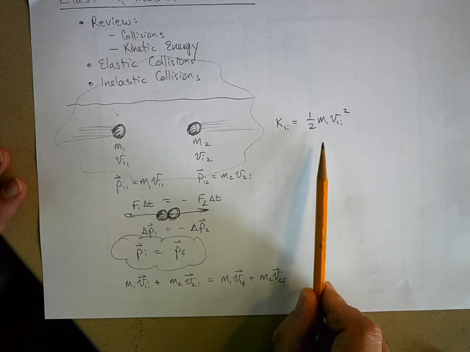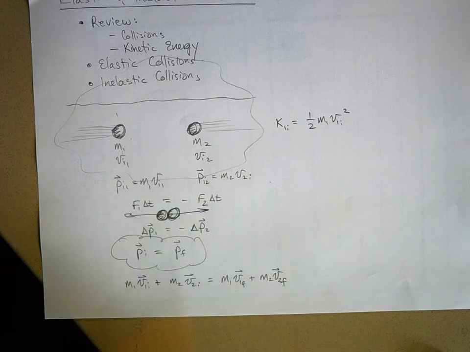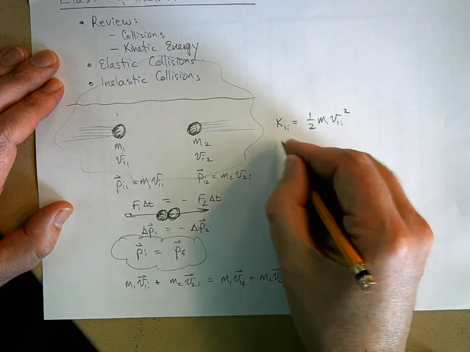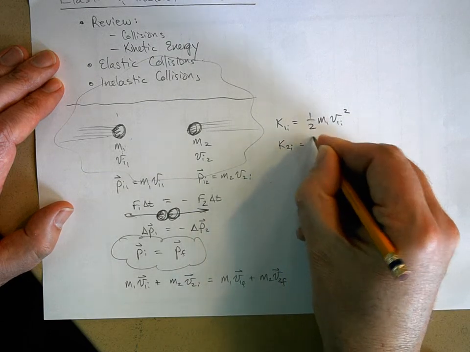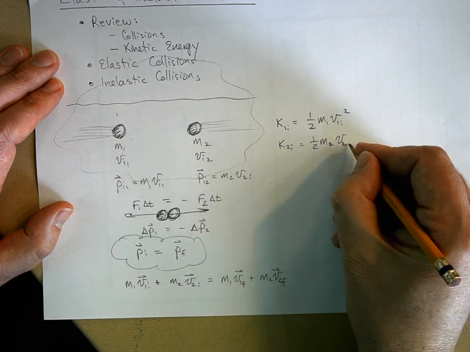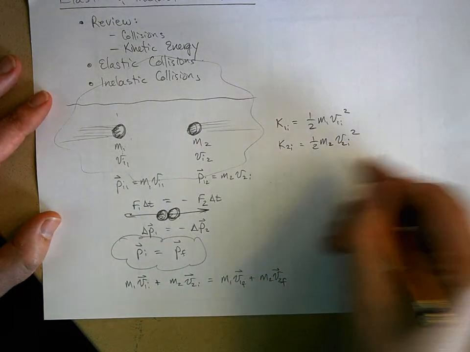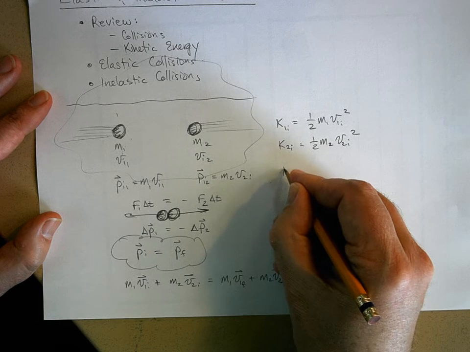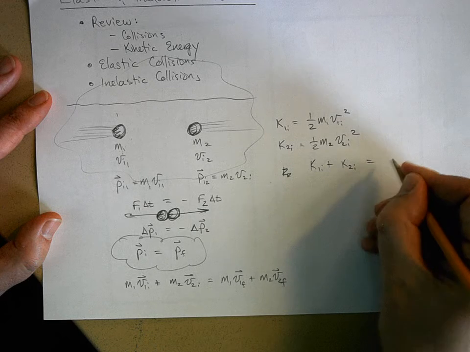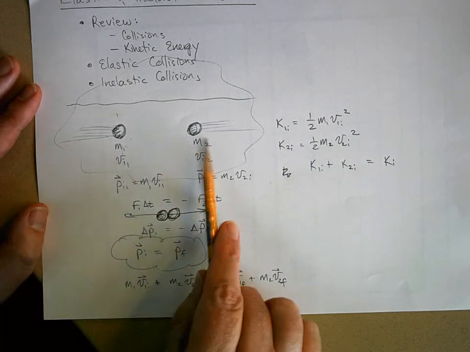And it can do things, right? If it hits something, it can do work on it. Well, the same is true with ball 2. Ball 2 has K2 initial equals 1/2 m2 v2 initial squared. And if I add these two together, K1 initial plus K2 initial, well, that's the initial kinetic energy of my system. I'm going to add these two together.